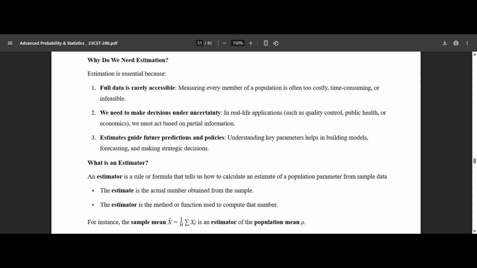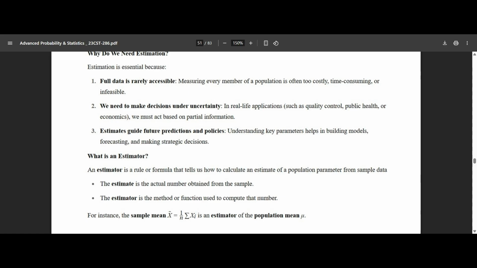For instance, the sample mean, that is 1 by n into sigma xi, is an estimator of the population mean. Imagine you have a population of 100 students. Out of that, you take a sample of 5 students and calculate the mean. After some time, we'll study certain properties of this, and there I'll give some more examples.